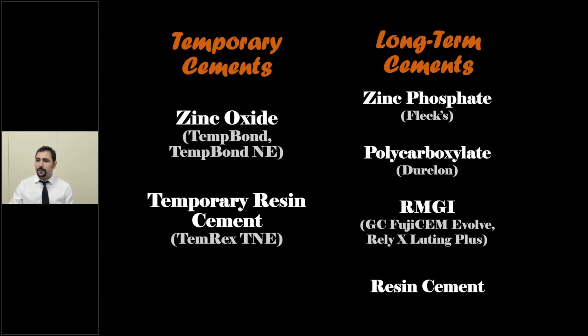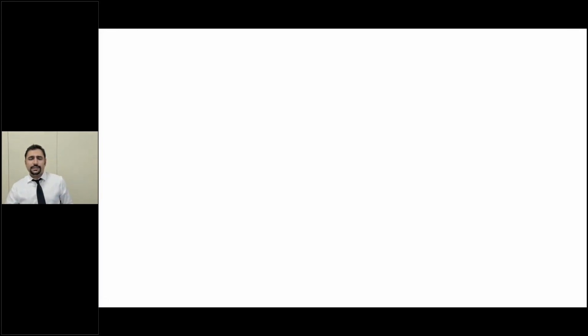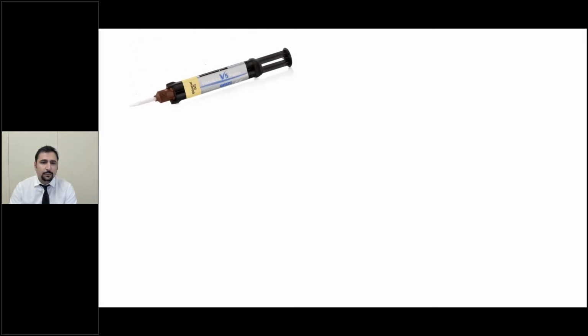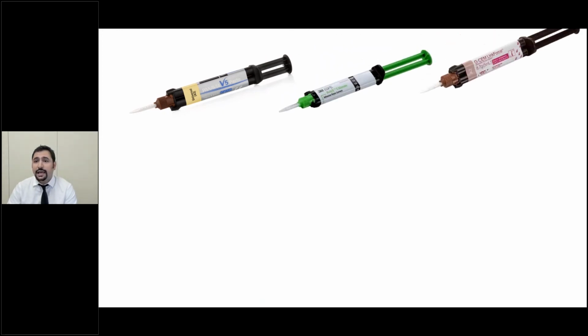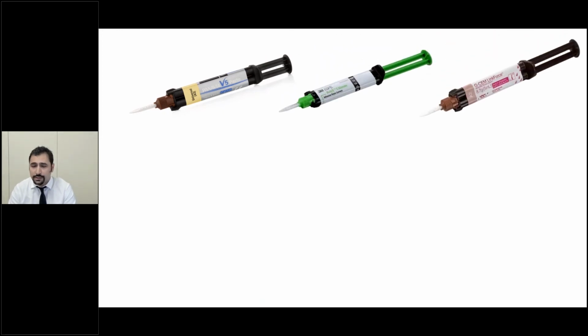So these are permanent cements. We cannot take the crown in and out easily if we're going to use these kinds of cements. All right, so let's talk about resin cements. How can we classify them? I'm going to bring some examples of resin cements available in the market. For example, we have Panavia V5, we have Reliance Ultimate, and we have GC Link Force.